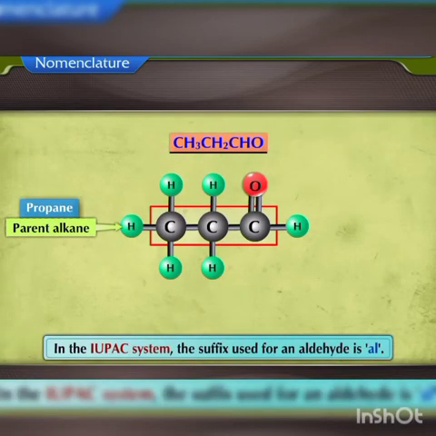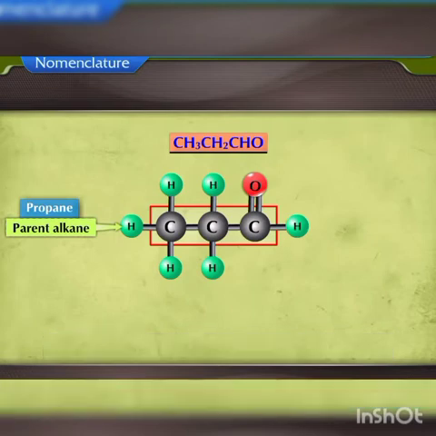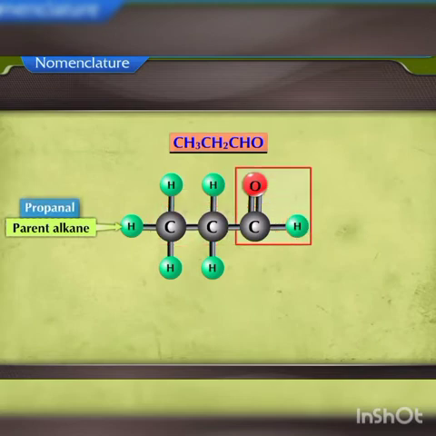In the IUPAC system, the suffix used for an aldehyde is -al. Now, remove the e from the word propane and substitute it with -al. Thus, the compound CH3CH2CHO is named as propanal. Generally, the CHO group is attached at the end of the carbon chain.